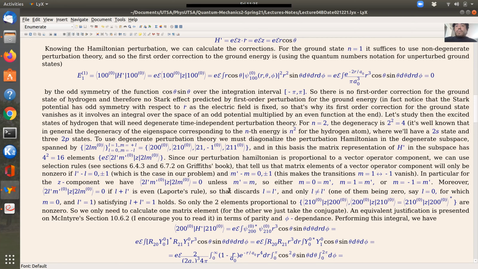Now I'm going to be more specific and not talk abstractly about a given vector component or vector operator component, but concretely about the C component, which is actually the problem we're dealing with. So, ⟨2L′M′| C |2LM⟩. The rule for the C component is that this is equal to 0 unless the following happens: M prime should be equal to M.